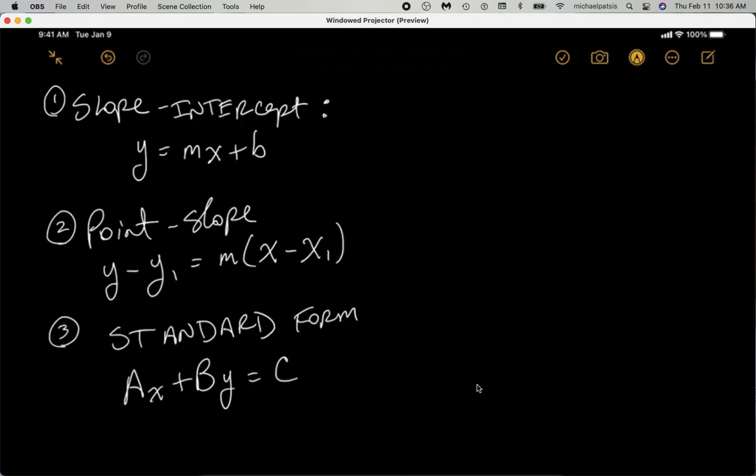So let's look at the first one. Y equals mx plus b is known as the slope-intercept form. And as the name implies, the slope is immediately evident right there, and the y-intercept is immediately evident right there. That's where the term slope-intercept comes from. So let's look at an example.